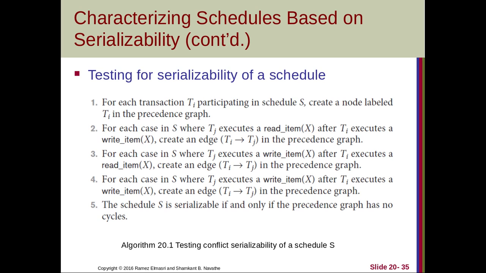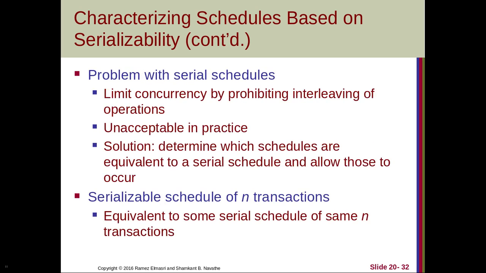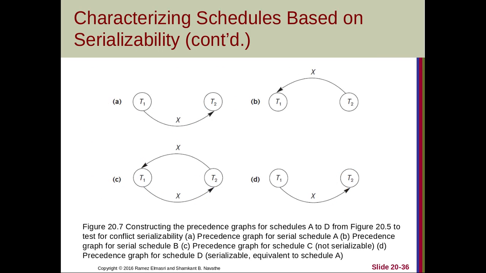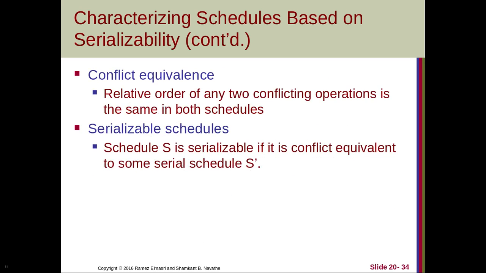So I will show you here. For A and B, T1 followed by T2. In A, all the instructions of T2 come after T1, so you have an arrow from T1 to T2. In B, all the operations of T1 come after T2, so there is an arrow from T2 to T1. That means in A you have T1 to T2 and in B you have T2 to T1. Then we are going to discuss C.